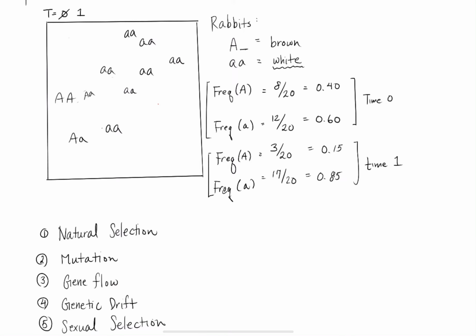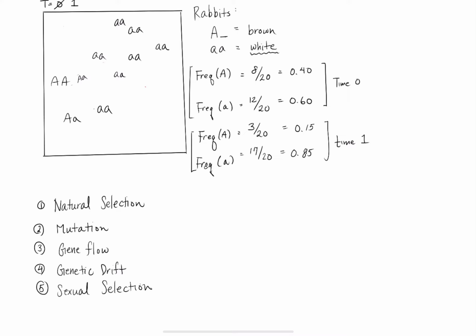But what if over time you have mutation events in such a way that this little a spontaneously becomes big A? That's clearly going to affect the frequency. Or alternatively, this little a becomes A prime, some other variant of that allele. So that's also going to change the allele frequency. So it's pretty obvious that selection and mutations can change allele frequencies. But same thing with gene flow.